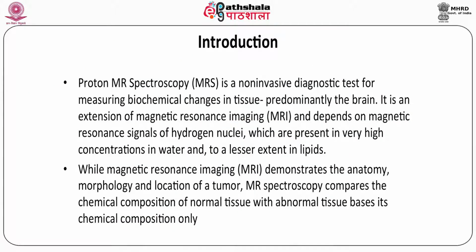Introduction. Proton MR spectroscopy is a non-invasive diagnostic test for measuring biochemical changes in tissue, predominantly in the brain. It is an extension of magnetic resonance imaging and depends on magnetic resonance signals of hydrogen nuclei, which are present in very high concentrations in water and to a lesser extent in lipids. While MRI demonstrates the anatomy, morphology and location of a lesion, MR spectroscopy compares the chemical composition of normal tissue with abnormal tissue, on the basis of its chemical composition only.